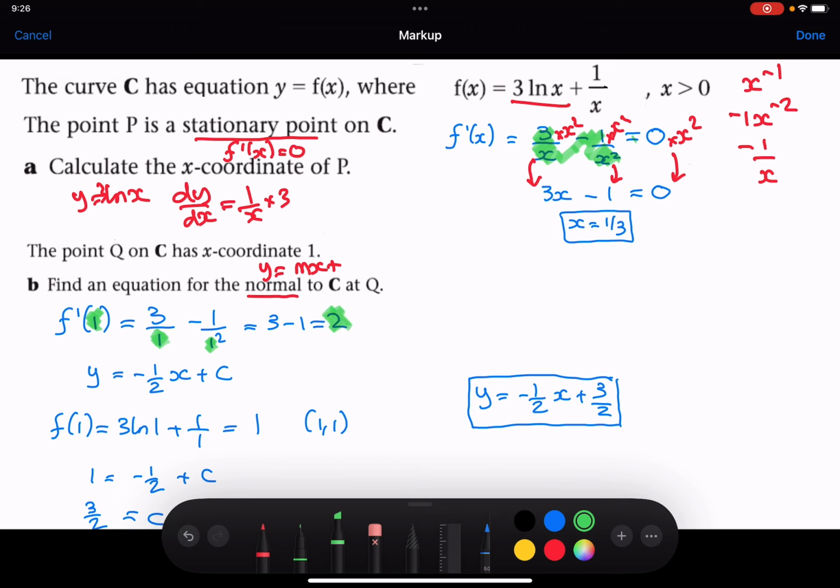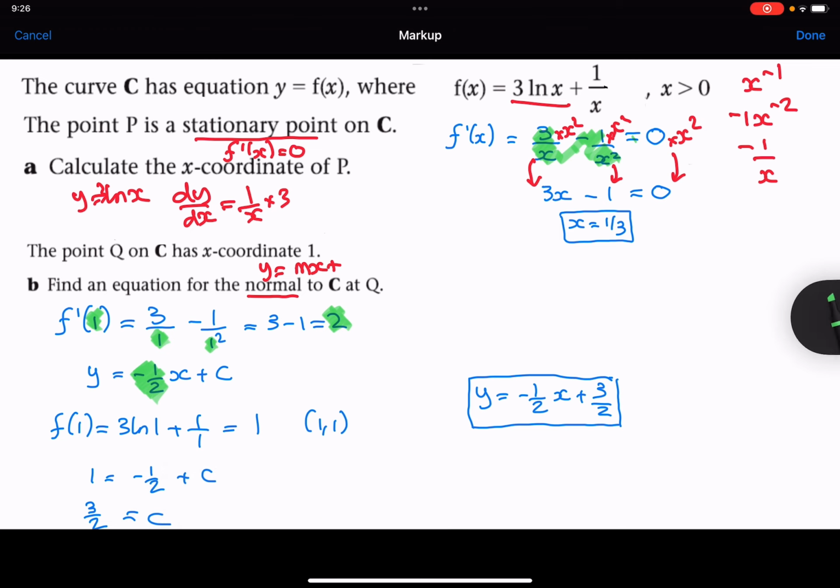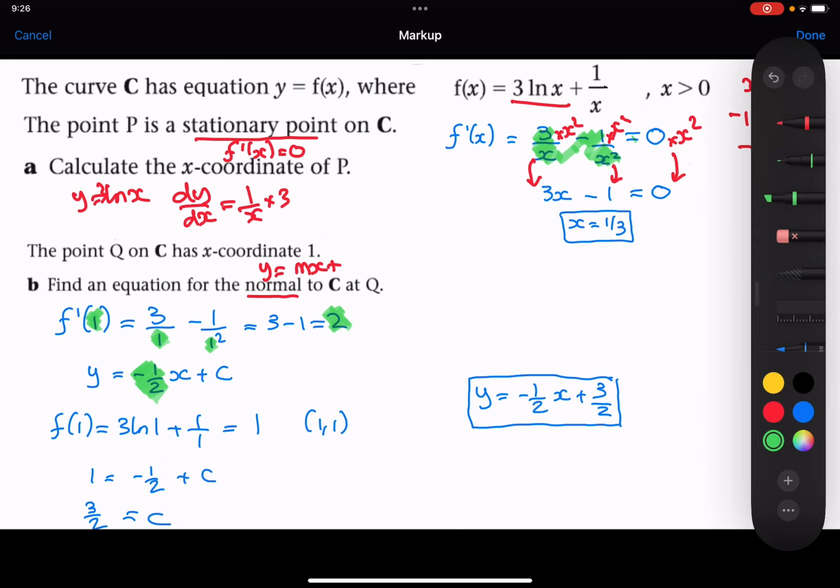Which means that the gradient of the normal is going to be the negative reciprocal, because the normal is perpendicular to the curve. So I get minus 1/2. In order to work out my plus c, I want to know a coordinate that I can substitute in. I know that the x coordinate is 1. So if I substitute 1 into the original function here, that's going to tell me the y coordinate. So that's exactly what I've done. I've substituted 1 here, and I've substituted 1 here, and that gave me the y coordinate of 1.